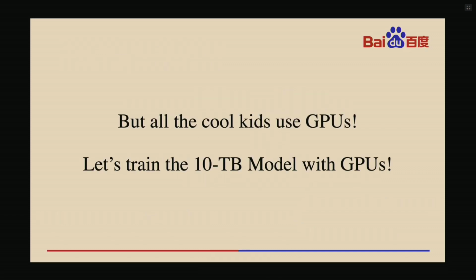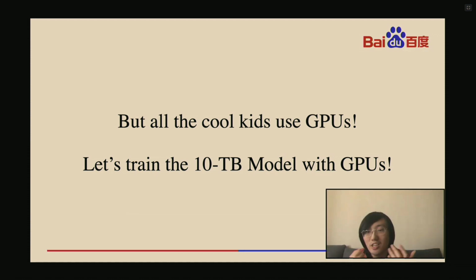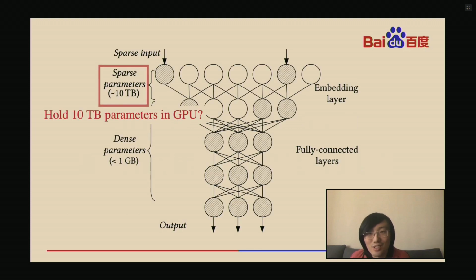So one thing is people are always using GPUs or other hardware chips to train those models. Can we just train our 10 terabyte model with GPUs? This somehow sounds crazy because we need to hold this 10 terabyte parameters in GPU. However, even the largest GPU memory we can buy is something like 32 gigabytes or 40 gigabytes. So how can we hold these 10 terabyte parameters in GPU? Without storing these things in the GPU, we cannot let GPU do the training.